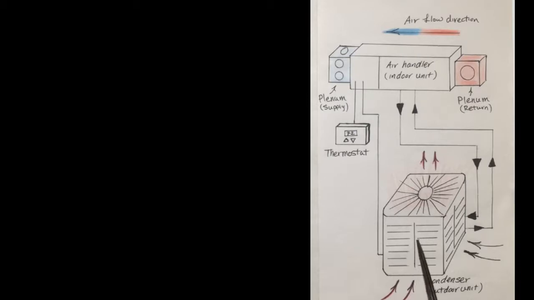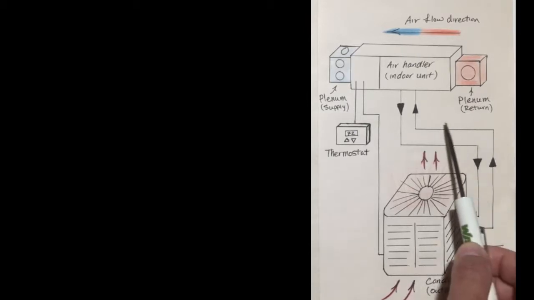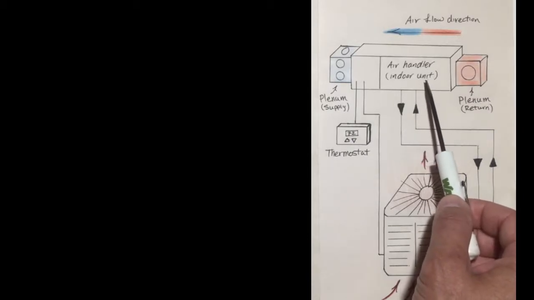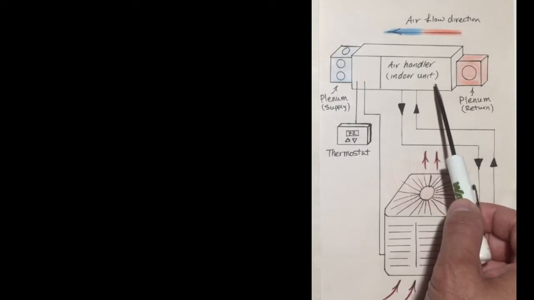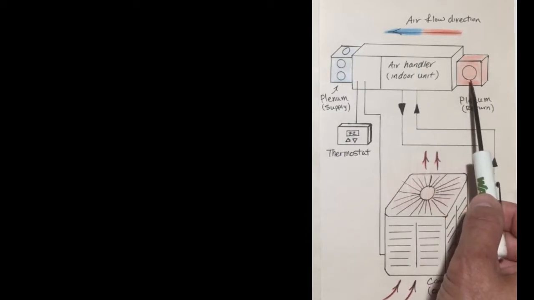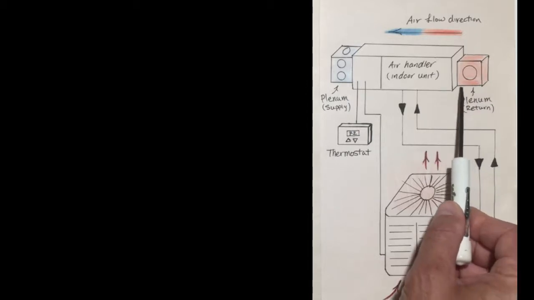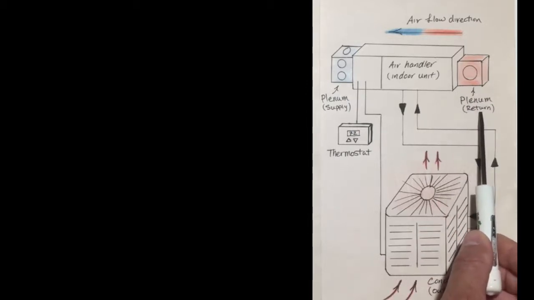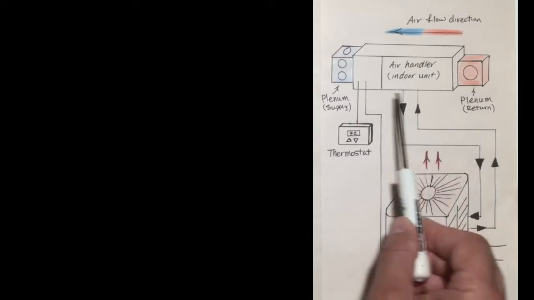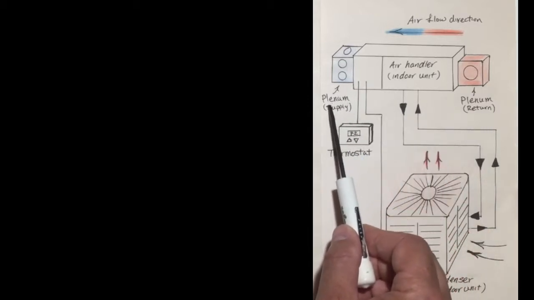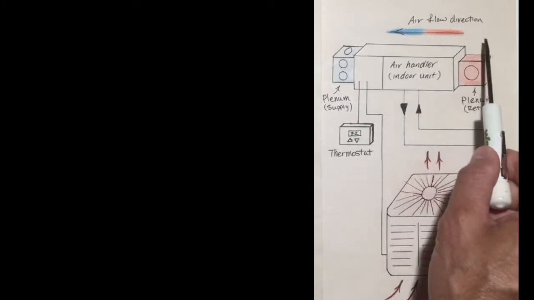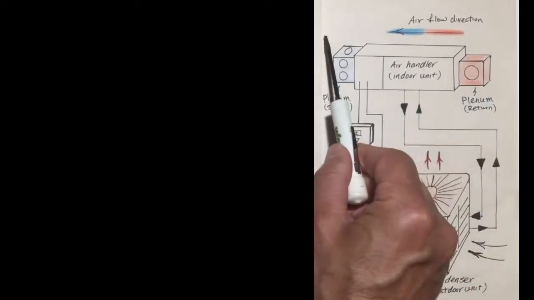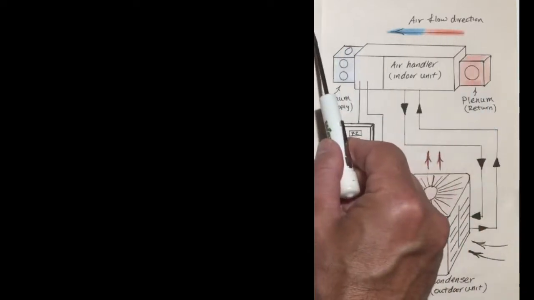So again, we have our condenser that is pumping refrigerant to what's referred to as an air handler, our indoor unit. Our indoor unit has a couple of other components attached to it. One that's here referred to as the return plenum, and this side we have our supply plenum. Notice the airflow direction. We're going from right to left, warm to cool.